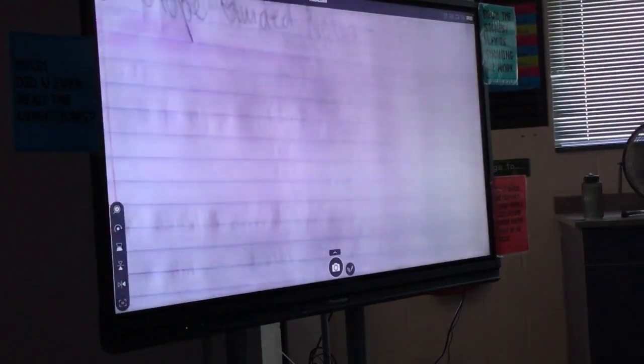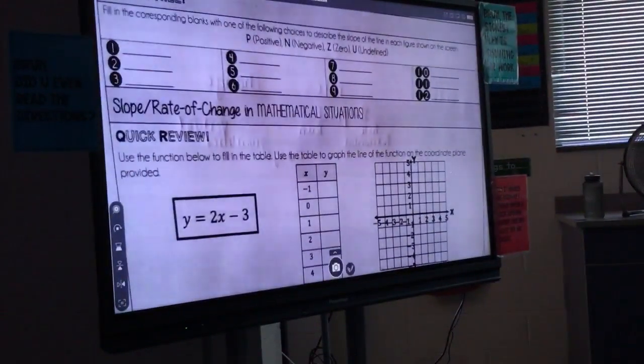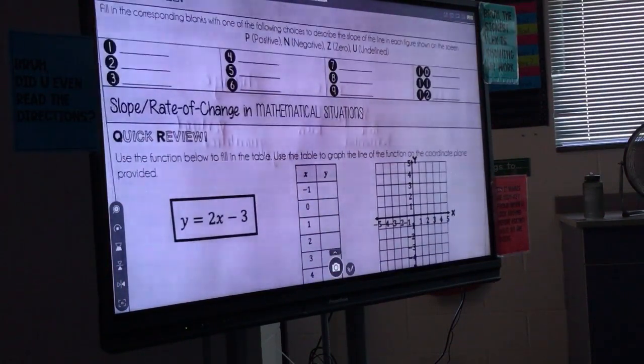Okay, now 1 through 12. I'm going to put up a Google slide real quick, and you're writing P for positive, N for negative, Z for 0, and U for undefined. And we're just going to go 1 through 12 real quick.